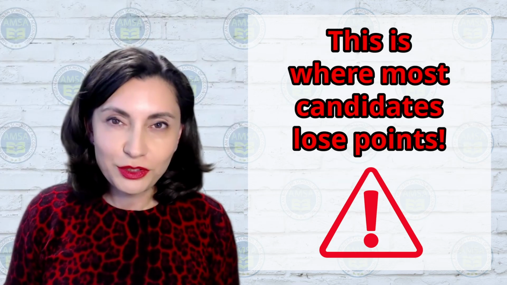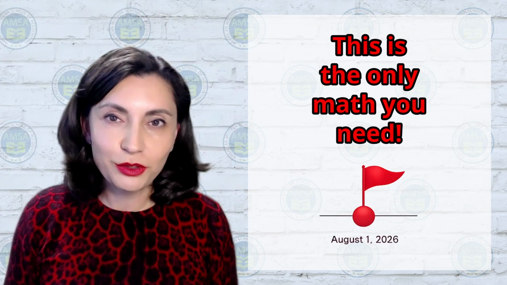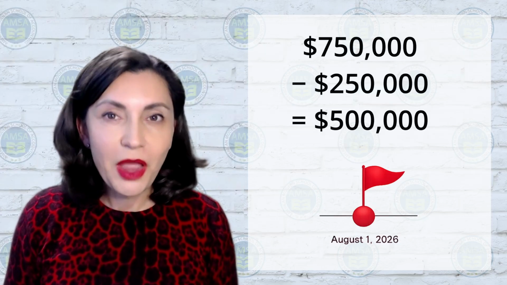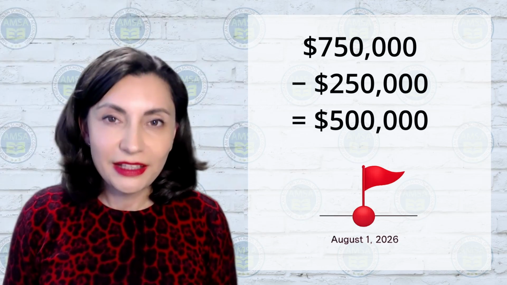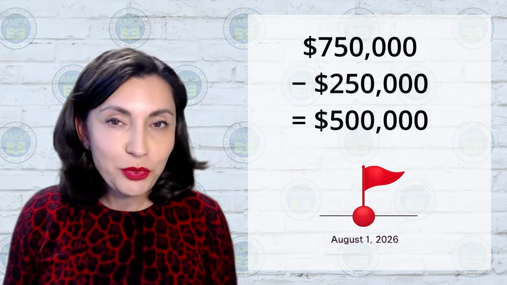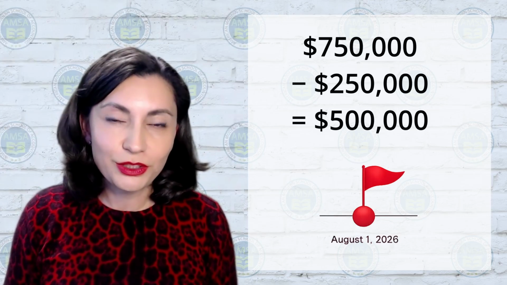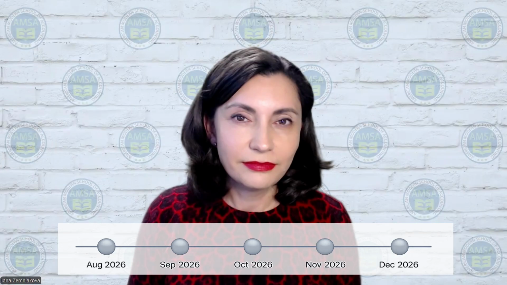On August 1st, 2026, we paid off $250,000 of the principal. Old principal $750,000. Less payment $250,000. New principal $500,000. This is the number we use for our accrual.